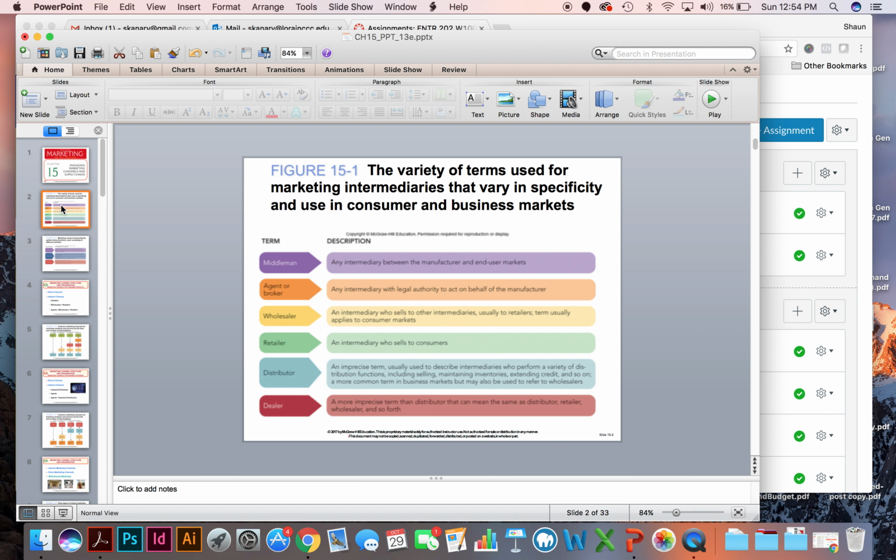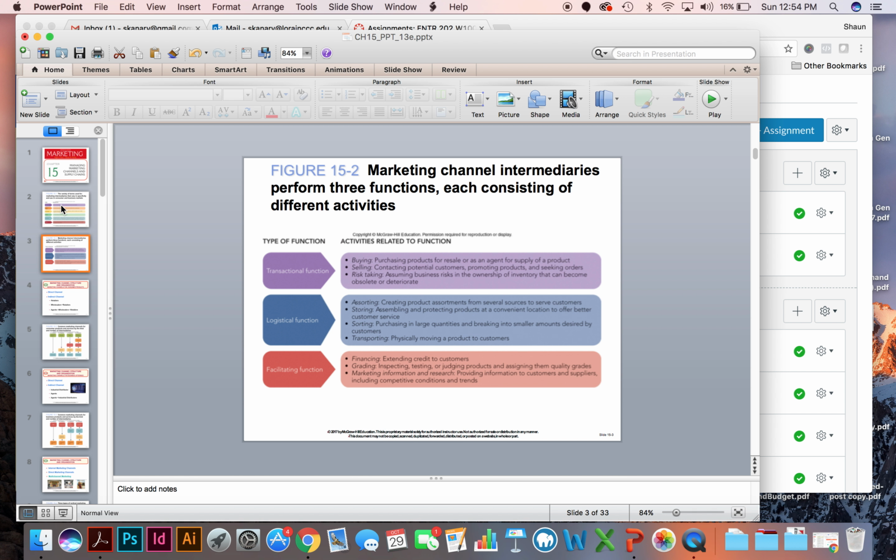If you're in products, it could be industrial products. It could be a wholesaler or a distributor. If you're a personal seller, you could just be the middleman. If you're in the car industry, this could be the dealer. So again, these are various terms and descriptions of the various intermediaries that happen. And it's important to understand the 3 functions and the activities related to that function.